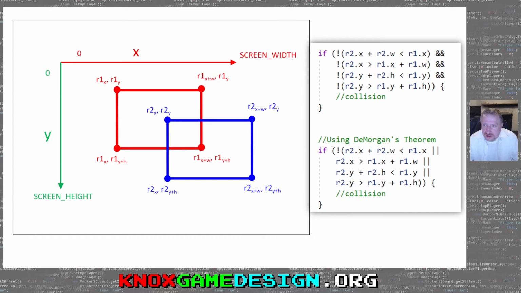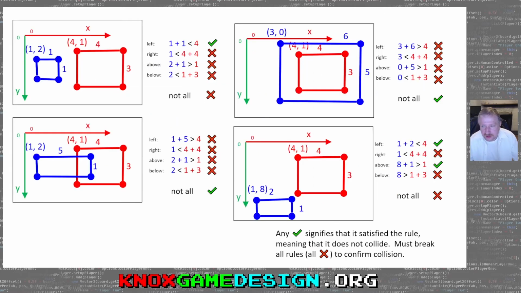Okay, so here's the code right here. Basically we're checking those four conditions to determine if the rectangle's to the left, to the right, above, or below, and doing the nots for all those and ANDing those together, or one not and ORing all those together. Okay, so here are the examples that I came up with.